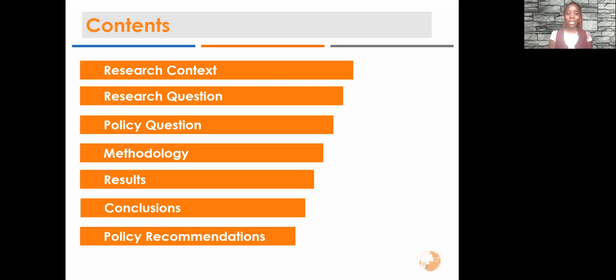In this presentation, I will first start by discussing the research context, and then I will highlight the research question and the policy question. I will then discuss the methodology, including the data and econometric strategy that this study used. I will then present the results and conclusions and offer some policy recommendations arising from the study.